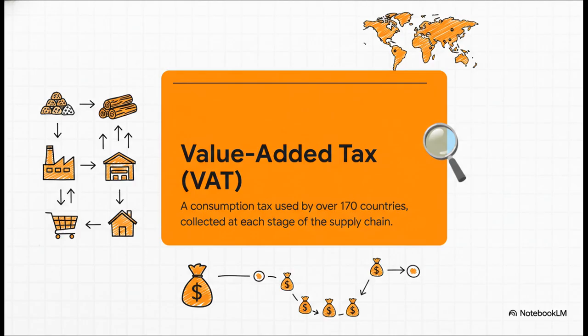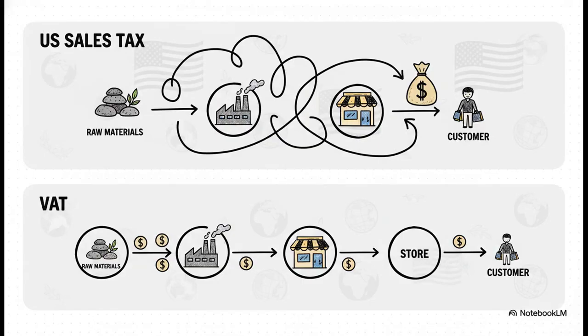And unlike a sales tax, which is only collected once at the very end of the line, a VAT is a consumption tax that's collected in little pieces at every single step of the supply chain, from the person who provides the raw materials, to the manufacturer, to the wholesaler, and finally to the retailer. This slide really just lays it all out, plain and simple. You can see the US system is this tangled, one-time collection right at the very end. A VAT, on the other hand, is a much cleaner, step-by-step process, and for governments, it creates a much more stable and predictable stream of revenue.